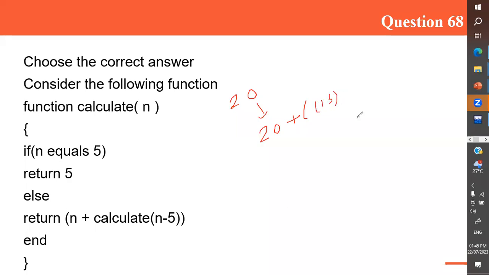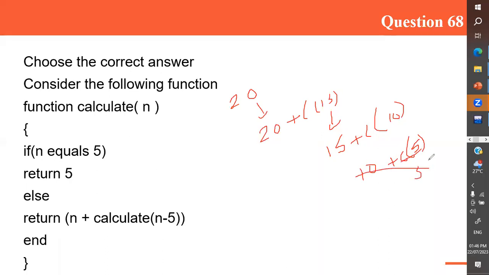15 will again call the function with 15 plus calculate of 10. Now 10 will again call the function with 10 plus calculate of 5. For 5, what will happen? 5 will return 5. That means this is 5.